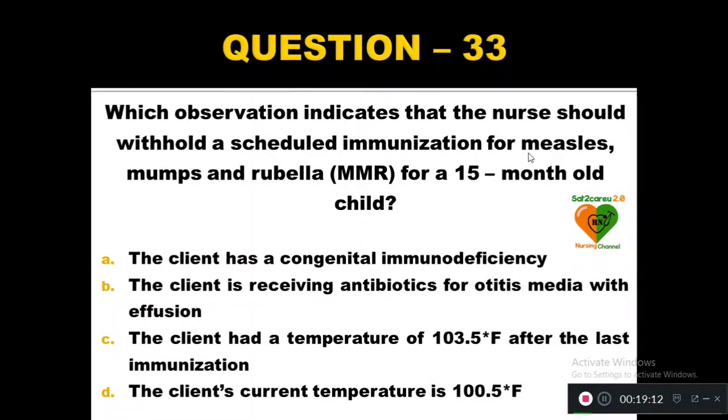Question number 33. Which observation indicates that nurse should withhold a scheduled immunization for measles, mumps and rubella (MMR) for a 15-month-old child? Option A, the client has a congenital immunodeficiency. B, the client is receiving antibiotics for otitis media with effusion. C, the client had a temperature of 103.5 Fahrenheit after the last immunization. D is the client's current temperature is 100.5 Fahrenheit.